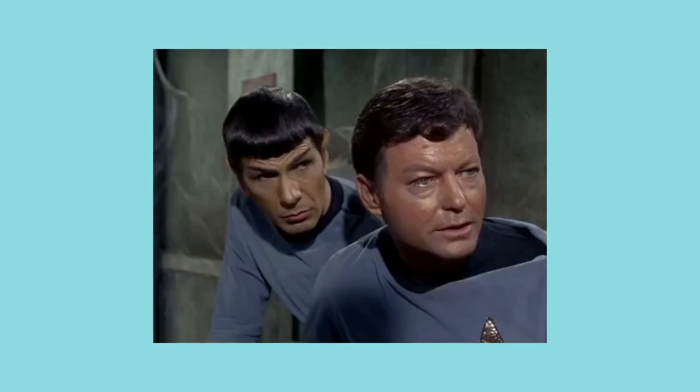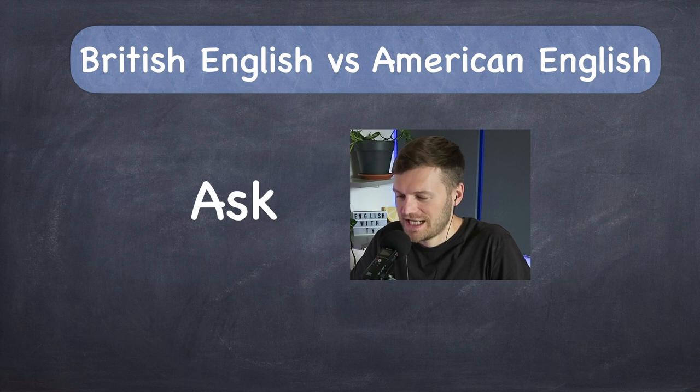"There's a chance." The next word has just three letters, A-S-K. And you may already guess where this is going at this stage. In British English, people would say "ask" with an R sound, and in American English, people would say "ask" with an A sound.